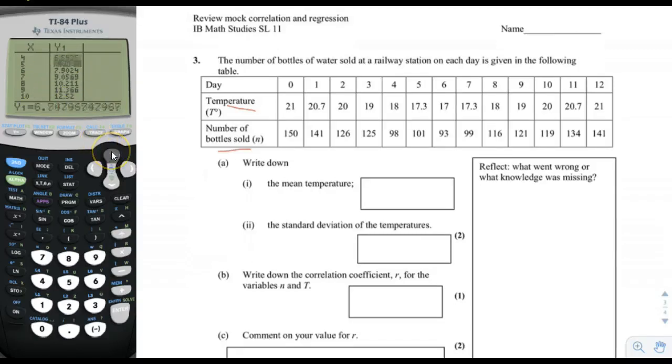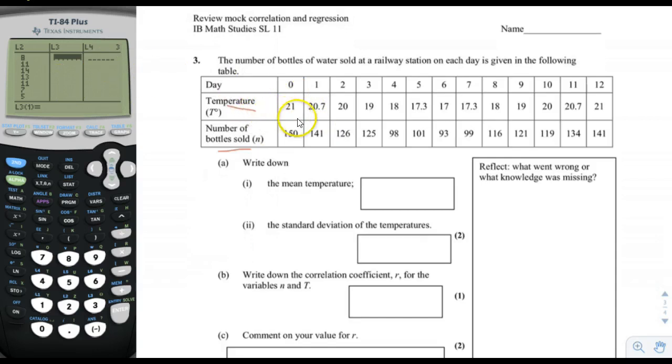Okay, so since we've already used, we'll go to stat edit. And since we've already used list 1 and L2 earlier on this mock exam, we're going to go up to L3 and L4. We're going to use those for this data. Okay, so first thing I'm going to do, I'm going to clean out list 3 and list 4 with clear, not with delete. So I go to list 4, I put my cursor on top, I press clear, I press down, and it's gone. Don't press delete. If you press delete, you're going to have to reset your calculator to get the list back, or some other methods which I can show you.